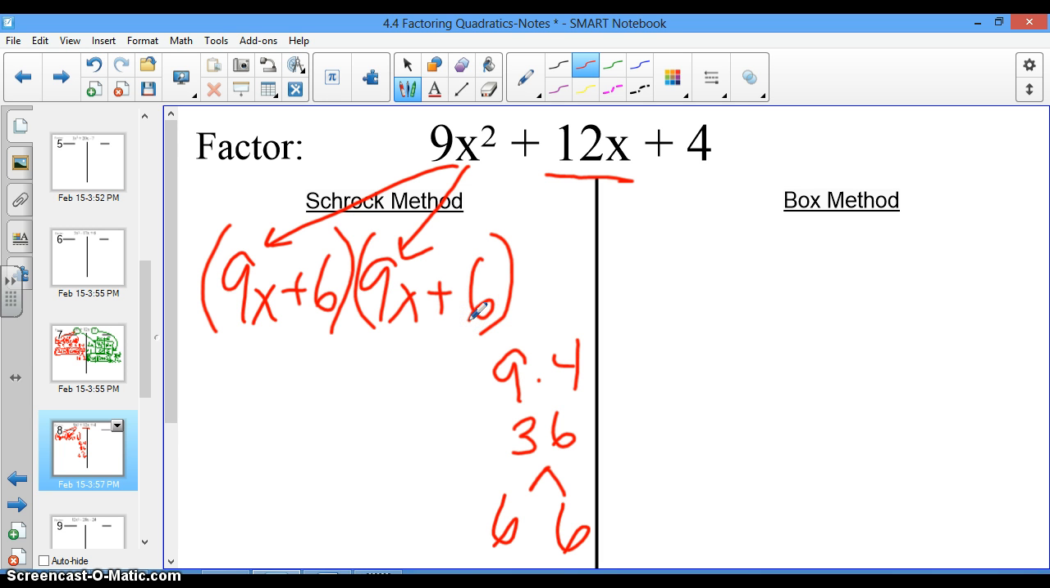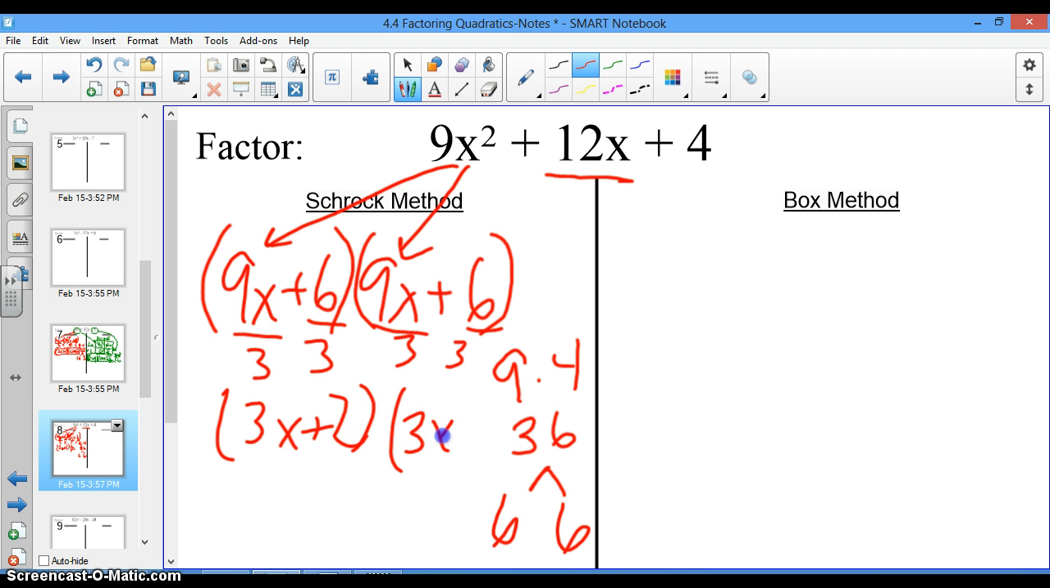Well, if you notice, these two factors are the same, so they should simplify down the same. 9x and 6 are both divisible by 3. So I have 3x plus 2 and 3x plus 2, or 3x plus 2 squared.